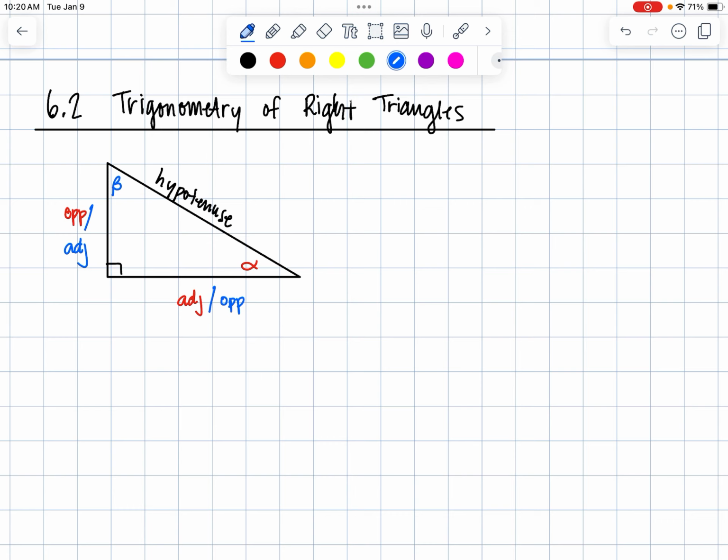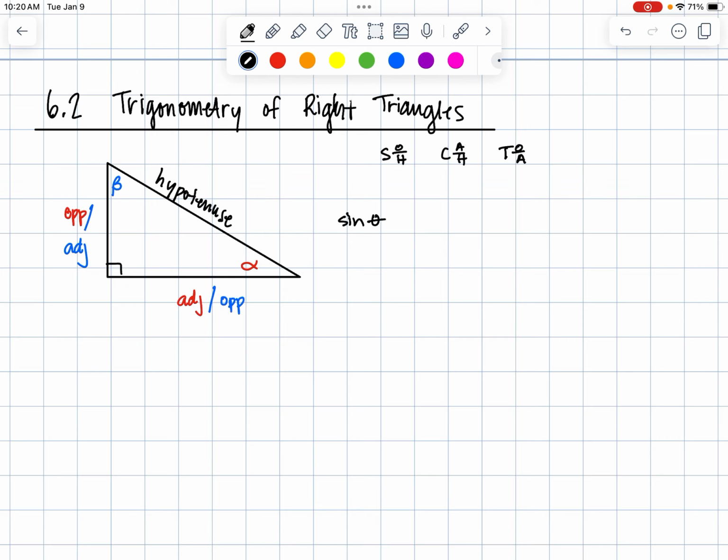Okay, so now that we have that settled, we also need to recall our SOHCAHTOA. Hopefully you remember this. I always write it like this as a ratio, because it actually writes the ratio out for you as opposed to just writing the words out. And let's go ahead and write these ratios out.